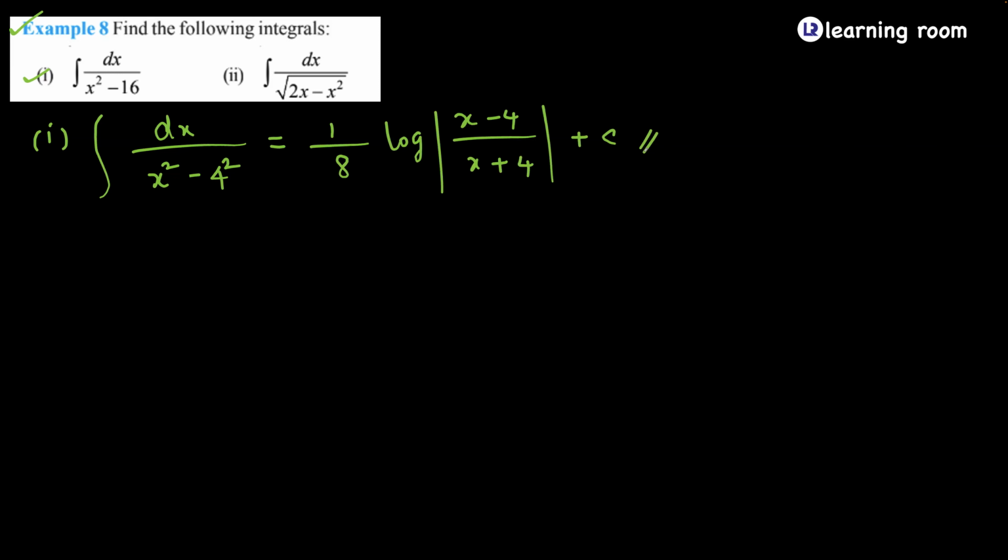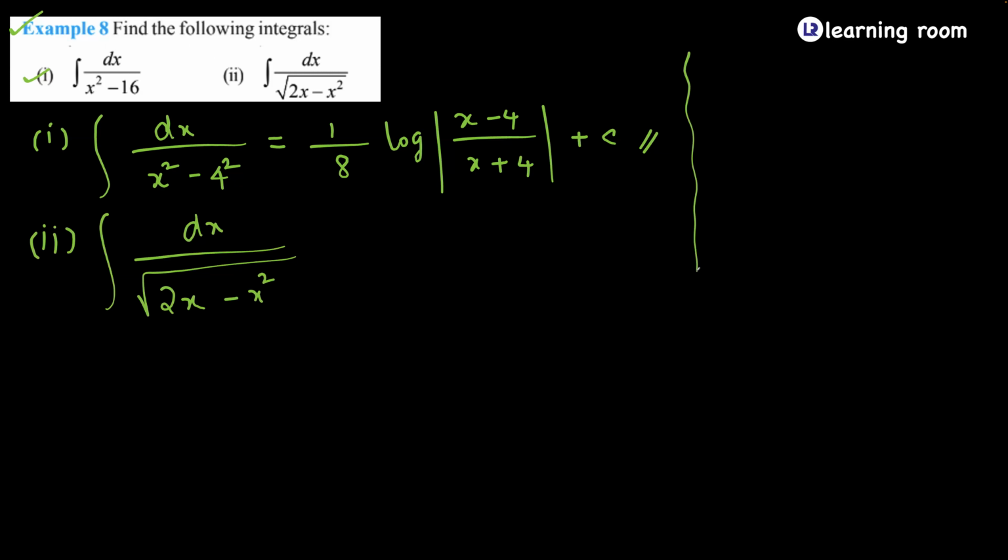See, the application part is very simple. The only thing is, you need to remember the formula. Understood? Okay. Second is, look at the second problem. Integral of dx divided by root of 2x minus x square. So if you observe, this is not a standardized form, right? So when you don't have a standardized form, all that you need to follow is something called completing the square.